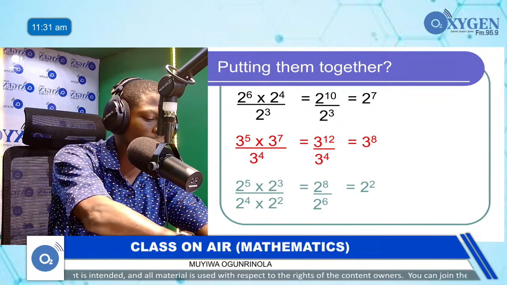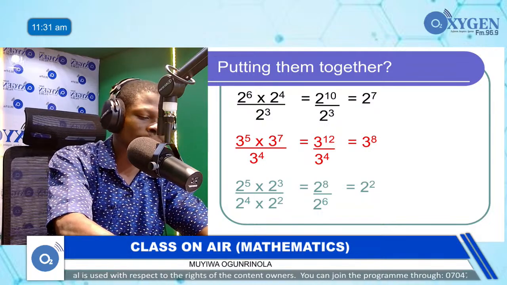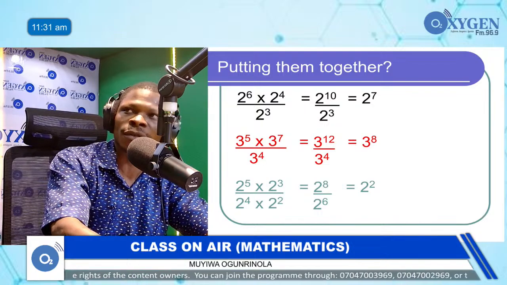That division will change to subtraction. It will now be 10 minus 3, which is going to give us 2 raised to power 7.